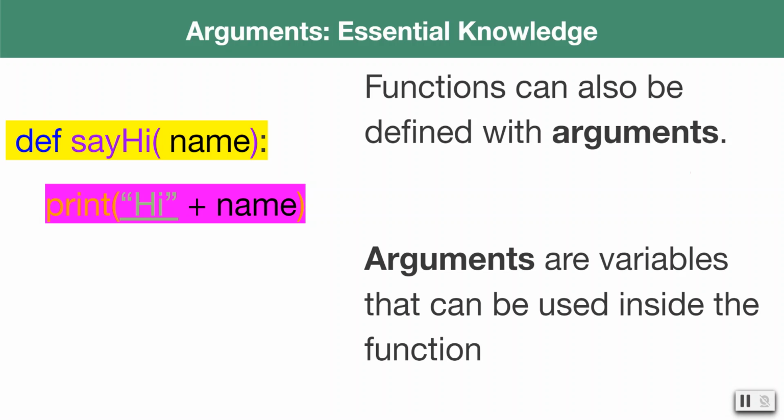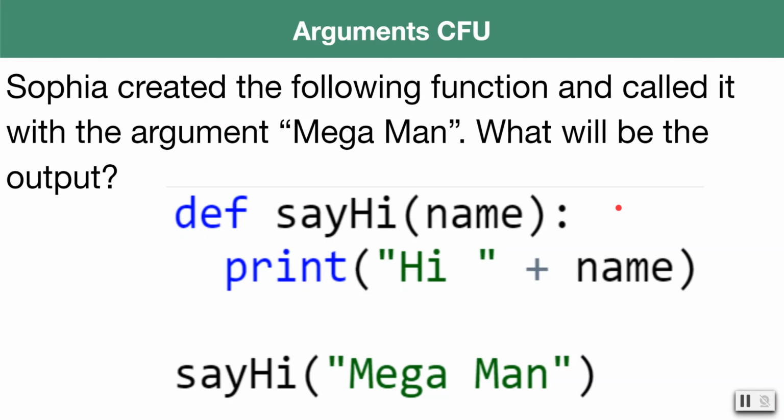Those arguments are basically variables that can be used inside of the function. So here we have an argument called name that we can also use inside of the function. We'll go into that in just a bit. I want to see if you have an intuitive understanding of what we're talking about. So Sophia created the following function and called it with the argument Mega Man. What will be the output?